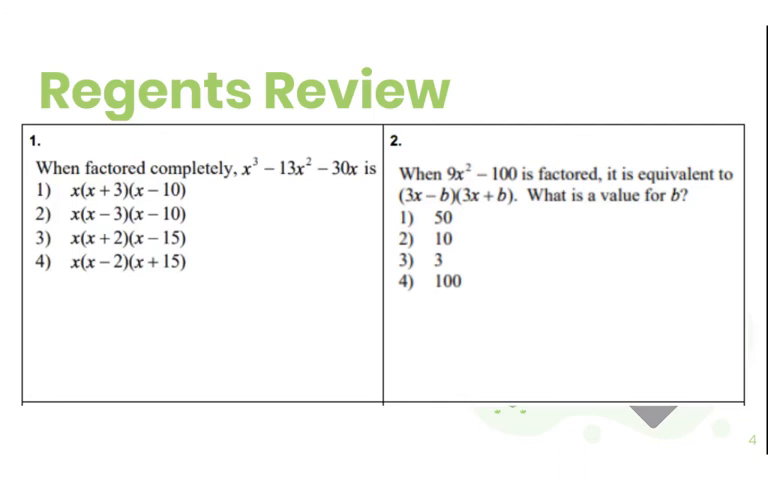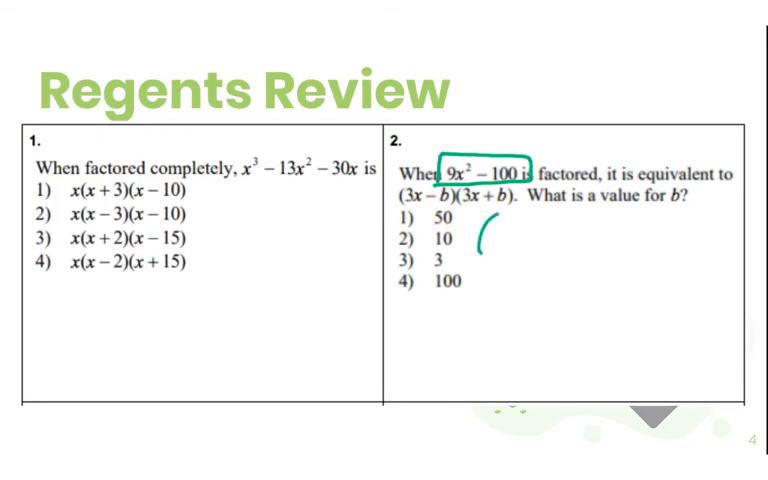Okay, so we've got some Regents review. I'm actually just going to do number 2 with you, just because I want to keep this under 25 minutes. All right, so when I look at this, there's no GCF. And I can tell it's a difference of two squares. So 9 is a perfect square term, 3 times 3. 100 is a perfect square term because 10 times 10. And x squared, again, x times x, perfect square term.